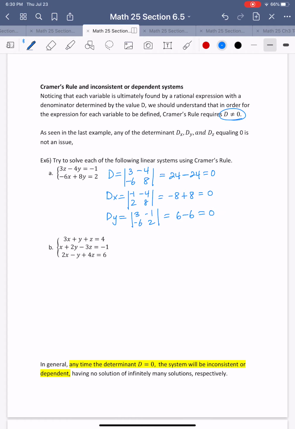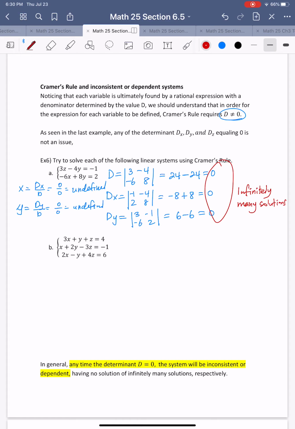So D, D sub x and D sub y. X is going to be D sub x over D, which is 0 over 0, which is undefined. And y is also D sub y over D, which is 0 over 0, which is undefined too. So everything comes out as a 0. This is going to be infinitely many solutions, which is dependent on each other.